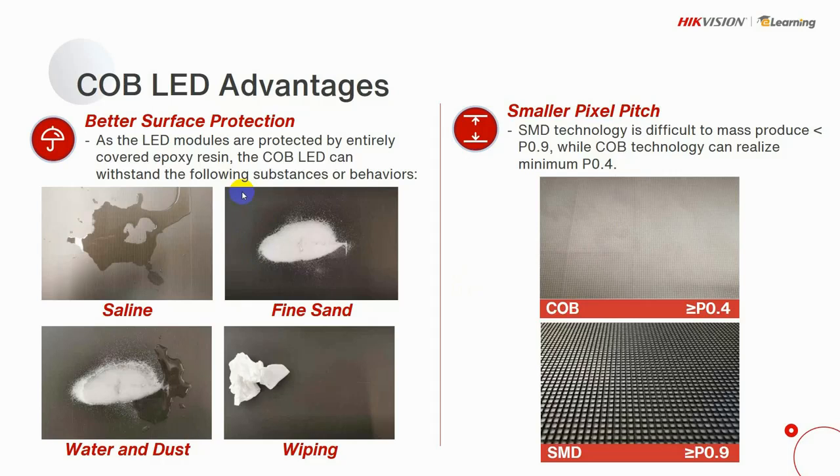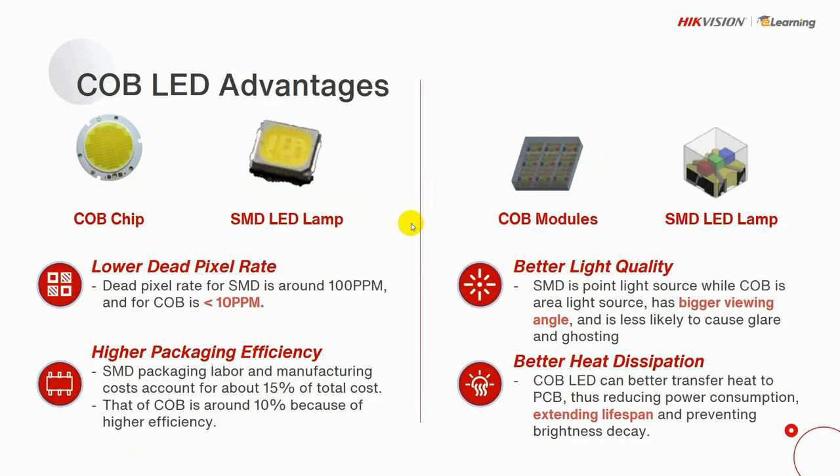Now the normal COB LED product has lots of advantages right now. It can protect the COB LED from sand, water, and dust. And also it has a smaller pixel pitch like we mentioned before. COB technology can realize a minimum of P0.4, but P0.9 minimum for SMD. And compared with SMD LED, COB has lower dead pixel rate and lower manufacturing cost. Meanwhile, it has a larger viewing angle since it has an area light source, right? And it can better transfer heat to the PCB board.